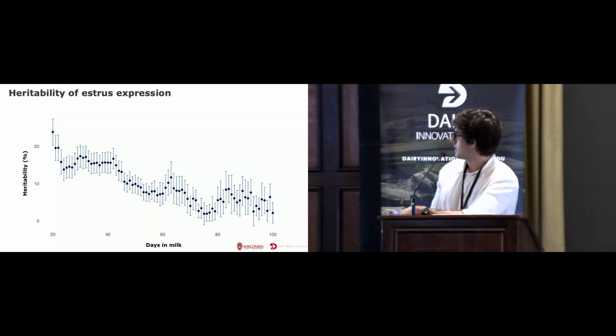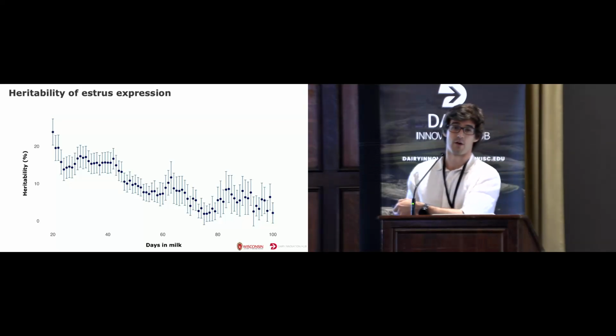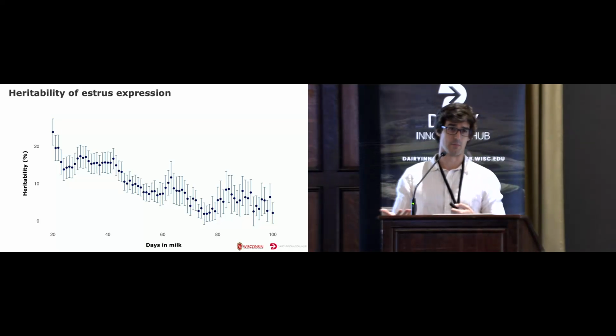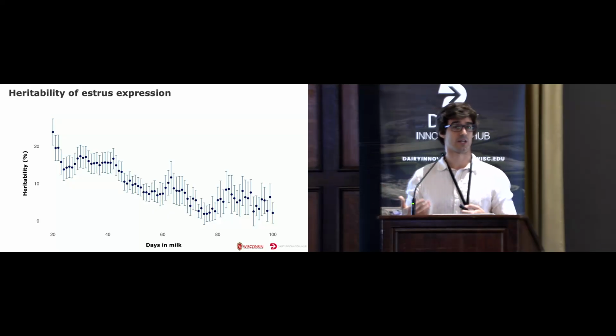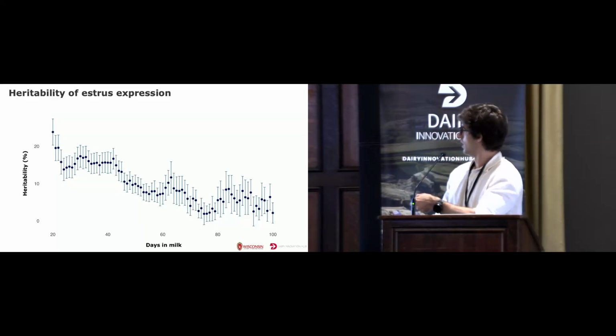This is the days in milk. This is the value of the heritability. We see that the highest value is around 0.2, which is a repro trait. So 0.2 for a repro trait is kind of a lot. And the vertical lines are the 95% confidence interval.